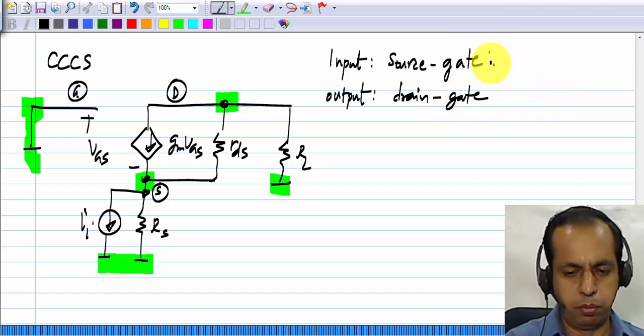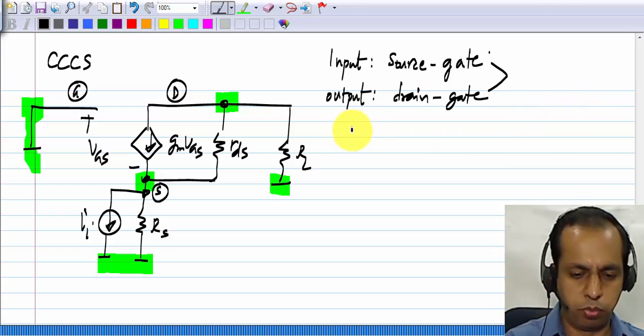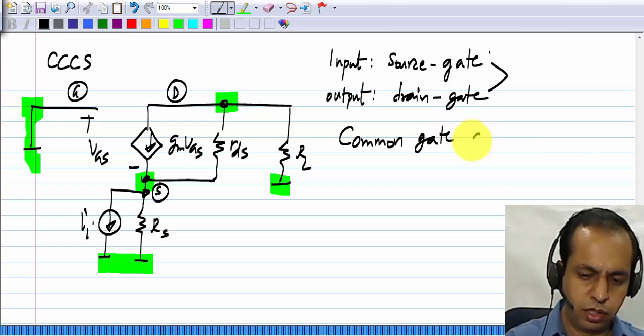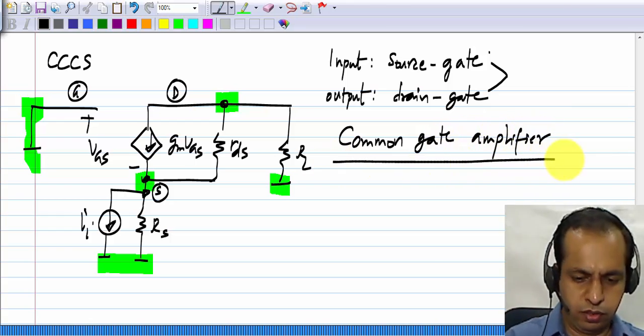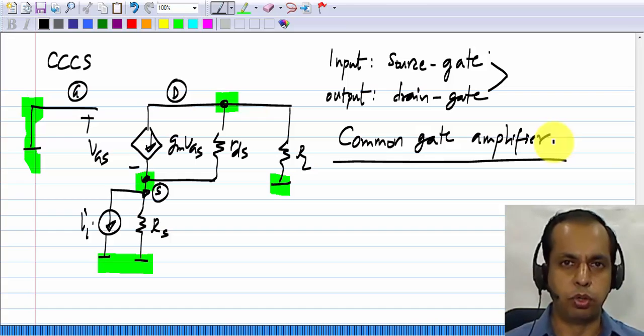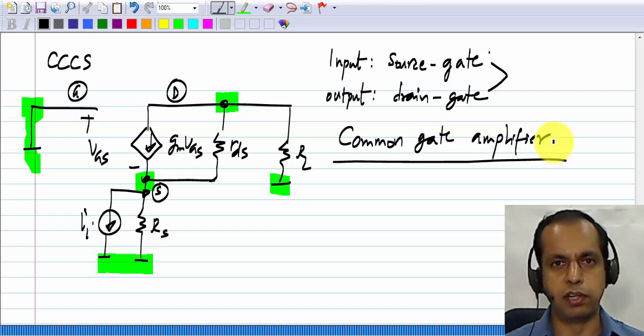Okay, and because gate is common to the input and output, this is also known as a common gate amplifier. Okay, so it's a current buffer or a current controlled current source of gain 1, and it's also known as the common gate amplifier. It's one of the basic building blocks using a single transistor. Okay.